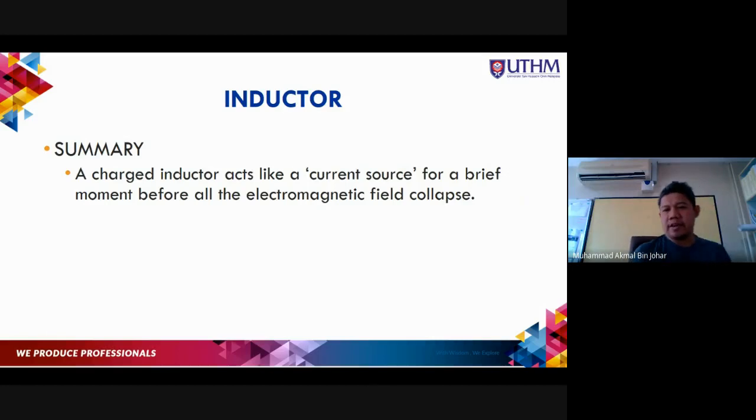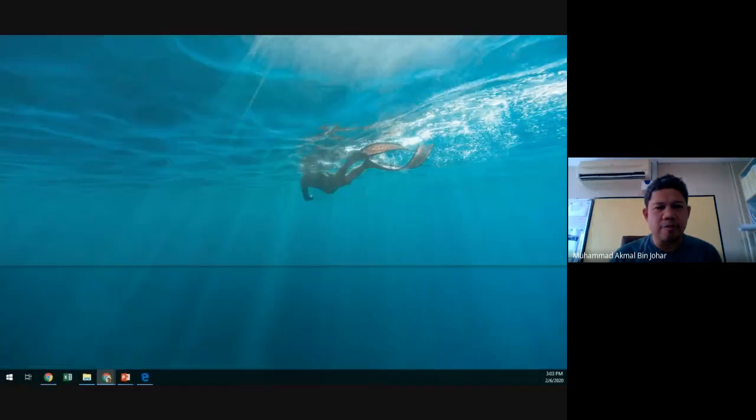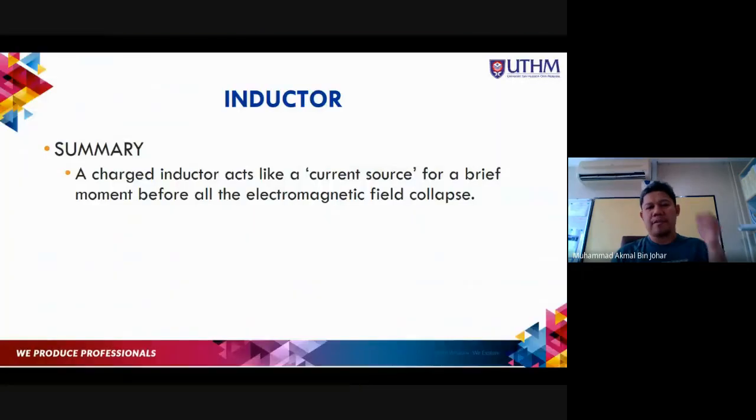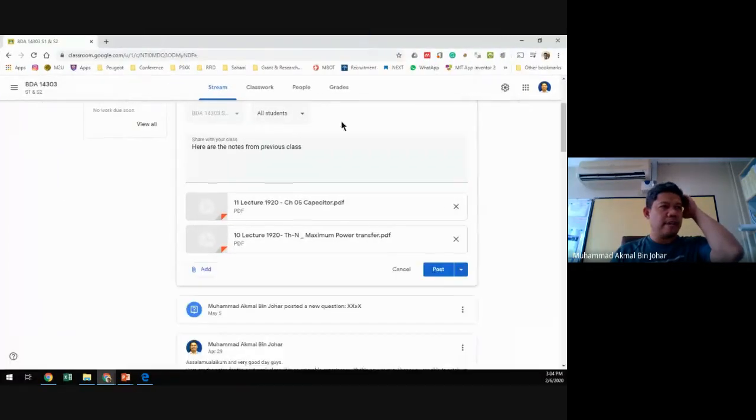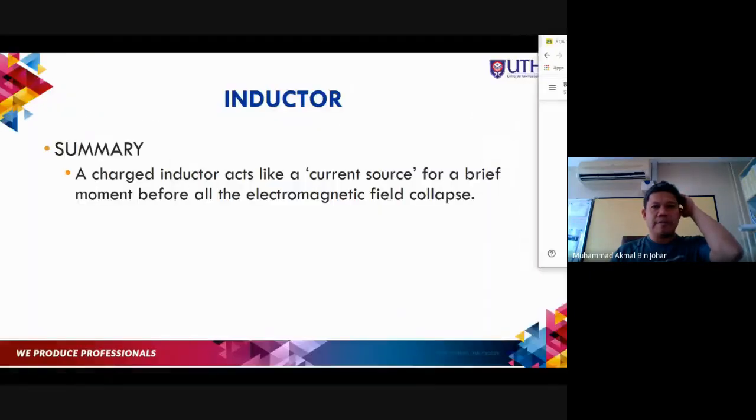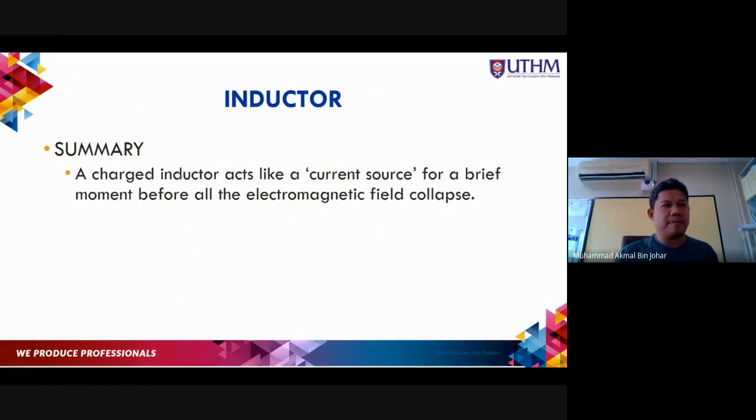Okay, my lecture notes are already posted in the group. Which group is this? My classroom. So capacitor, after this I will put the inductor. The lecture notes are already inside the Google Classroom. For the previous one, just let me know if there is any slide that I missed out.